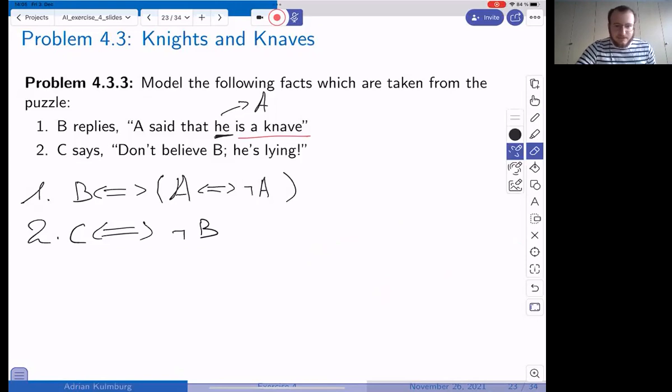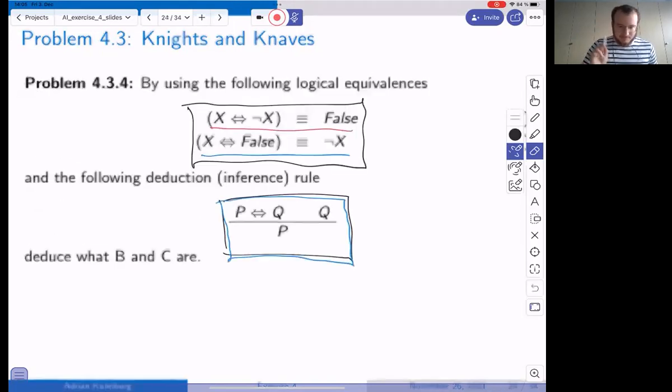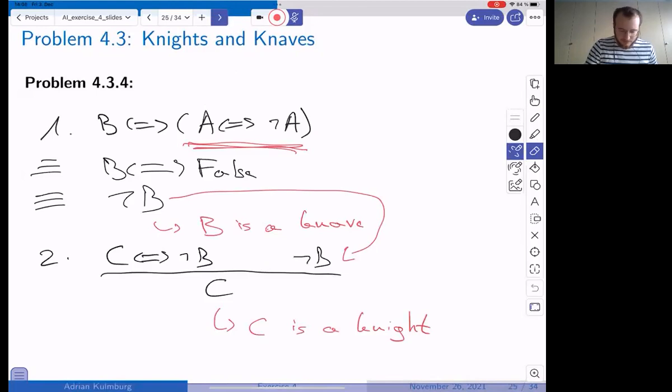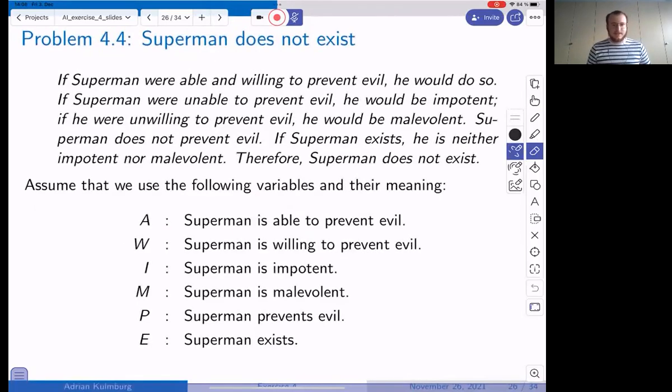Okay, if he is a knave, shouldn't he lie about being a knave? Yes, exactly. If he is a knave, he would lie about saying that he is a knave. That is correct. But okay, I think I have answered all the questions that I see, at least. If you have any others, then don't hesitate to ask.